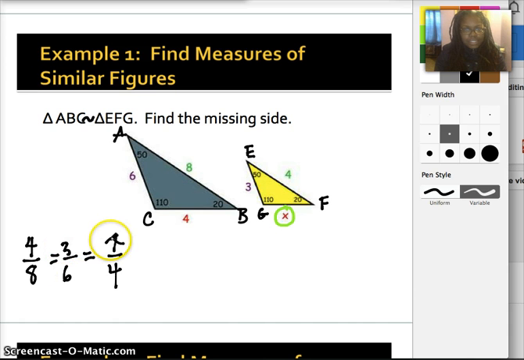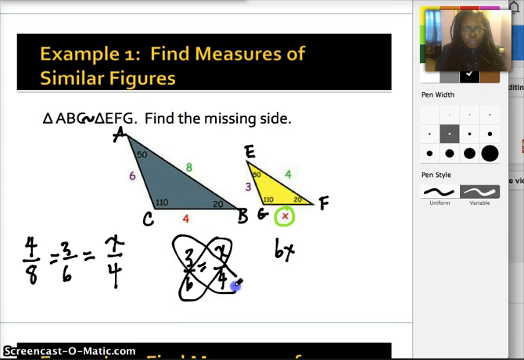So 3 over 6 is equal to x over 4. I can use any ratio. Since 3 over 6 is closest, I'm going to use that one. I'm going to cross multiply and do my thing. So I get 6x when I multiply these together, is equal to 12 when I multiply those together. Divide both sides by 6, and we are confirming the fact that x is equal to 2. So this side length would be 2.